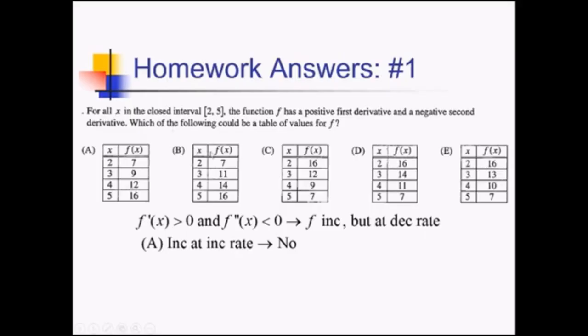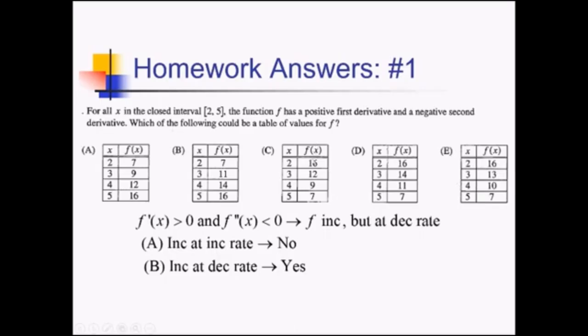Choice B, we're going from 7 to 11 to 14 to 16, so again, increasing. Now we have an increase of 4, followed by an increase of 3, and then 2. So increasing at a decreasing rate. Well, that's exactly what we were looking for, so that could be a table of values for f. So that's a good answer, but let's just make sure there isn't anything even better out there.